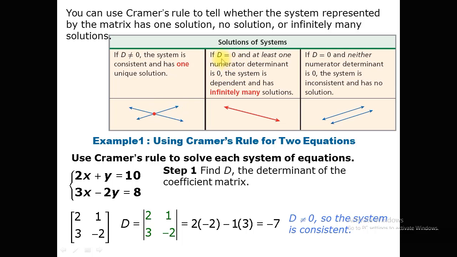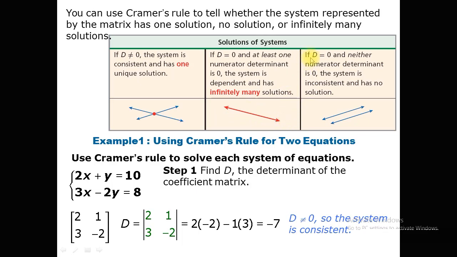And if the determinant of the coefficient matrix is 0 and at least one numerator determinant is 0, then the system is dependent and has infinitely many solutions. In case of infinitely many solutions, these lines overlap each other and intersect each other at infinitely many points.